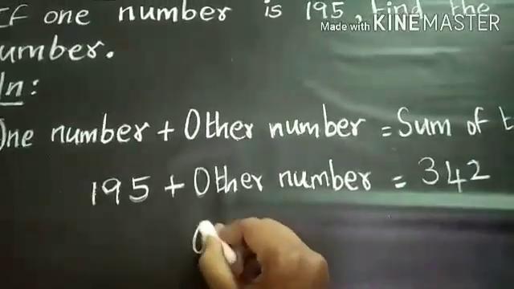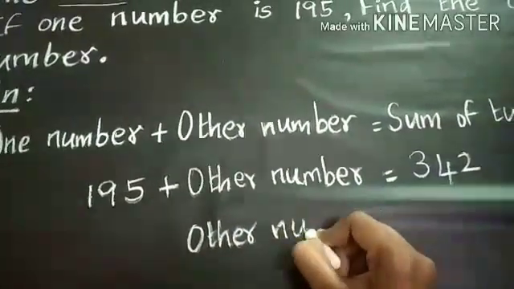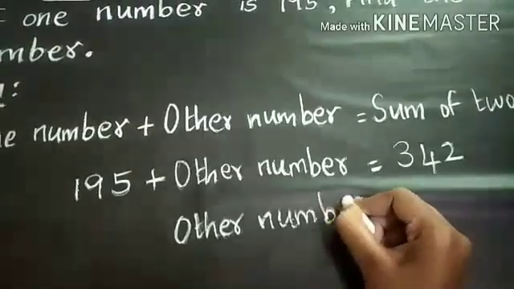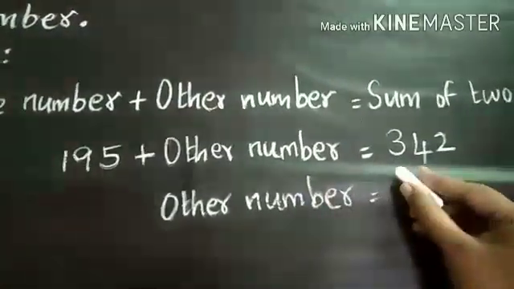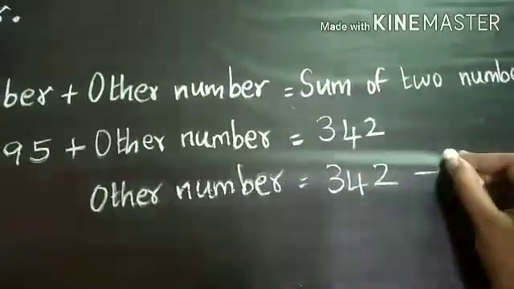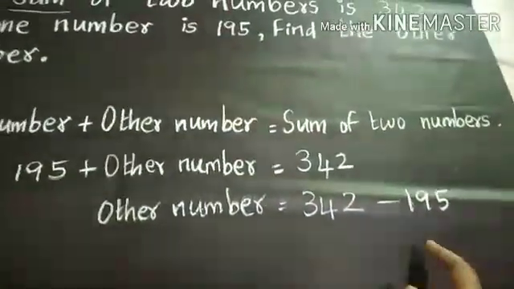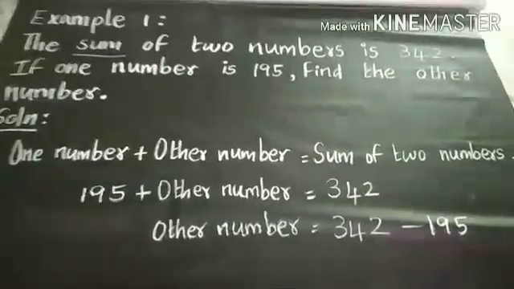In the same way, we have to find the other number for this problem. So, subtract the number 195 from 342. That is, other number is equal to 342 minus 195. Okay.